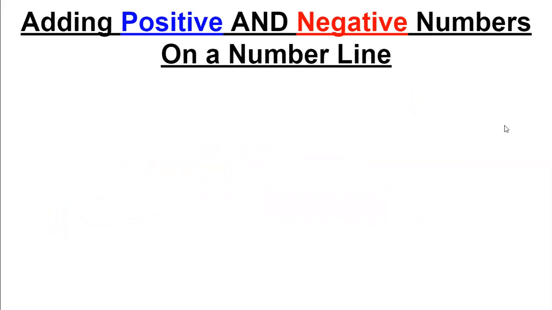Adding positive and negative numbers on a number line. So far we've only had 2 positives that we're adding, or we've had 2 negatives that we're adding. We've never mixed 1 positive and 1 negative together. Now we're going to be doing that today. So what about 4, a positive number, plus negative 3, a negative number? What would my answer be? Let's see how this looks.